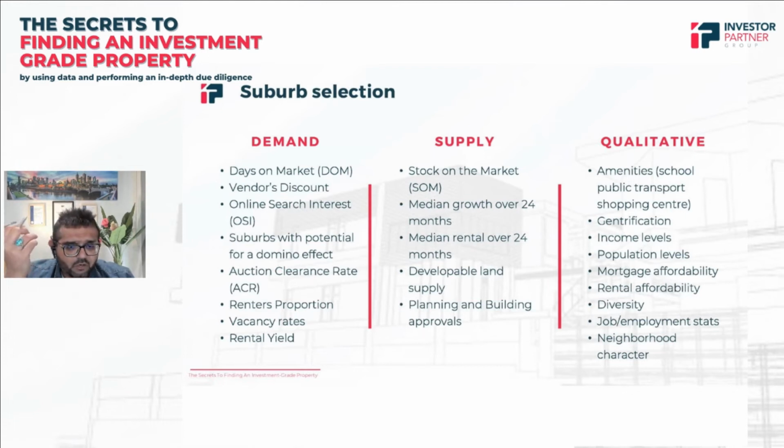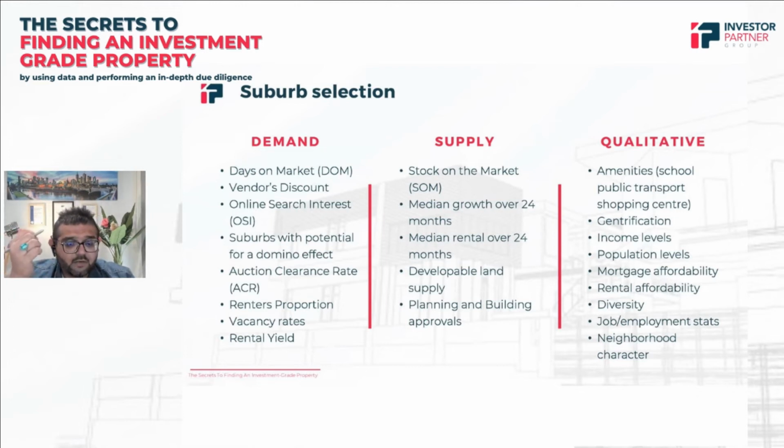Now, what is the perfect number when it comes to OSI? That recipe is quite the key. Is it 200, 300, 500, 1,000, 2,000? What is the perfect recipe? If you pick a higher number, you are basically buying in a hot market. If you pick a really low number, you're basically buying in an area which is not really a growth suburb.